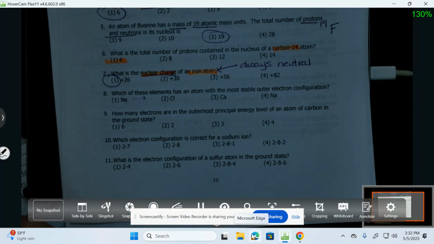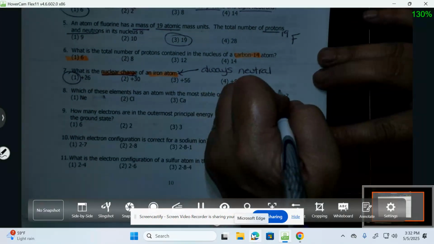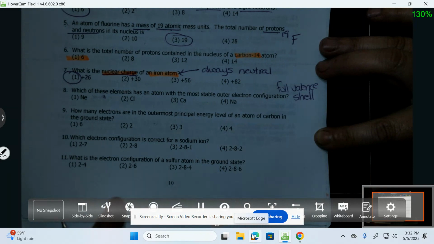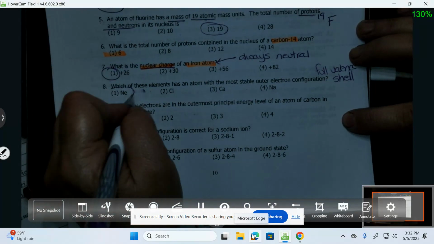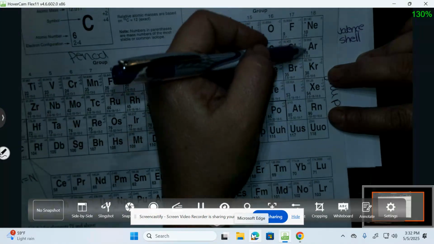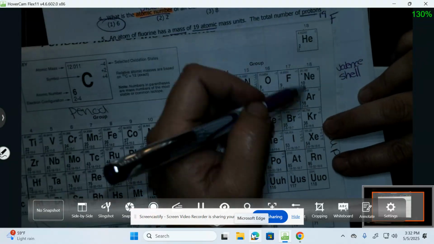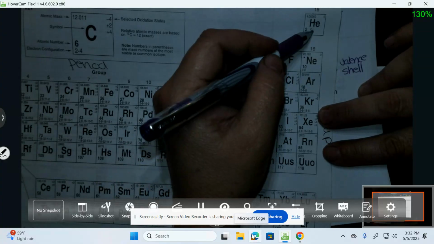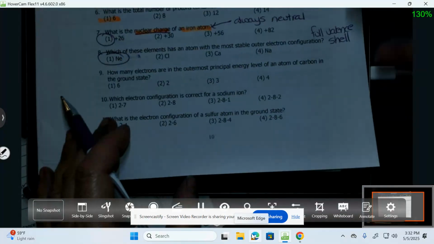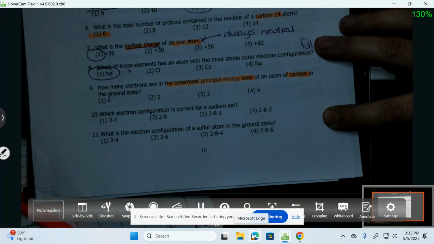All right, which of these elements has an atom with the most stable outer electron configuration? That means it's going to have a full valence shell. Which one is it? Neon. Full valence shell. That means the outside shell is full, and it's going to be one of these noble gases over here, including helium. Don't forget about him up there, even though he's cut off up here. Full valence shell. How many electrons are in the outermost principal energy level, that's the valence shell, of a carbon atom in ground state?